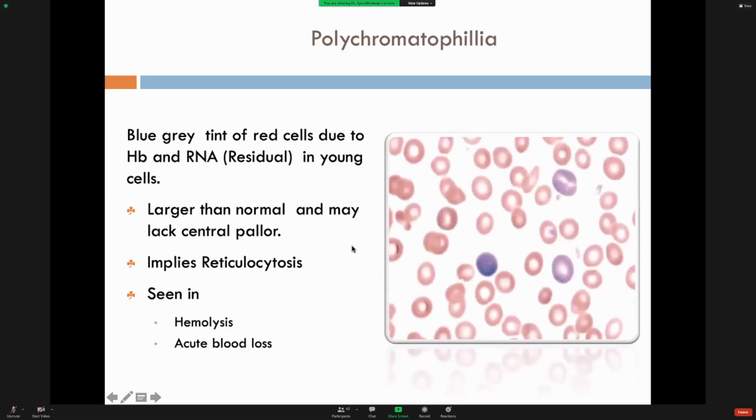Larger than normal and may lack a central pallor. It implies a reticulocytosis, seen mainly if there is hemolysis or acute blood loss, because the bone marrow tries to compensate for the hemolysis. There are premature cells appearing in the peripheral circulation. This is polychromasia in acute blood loss.